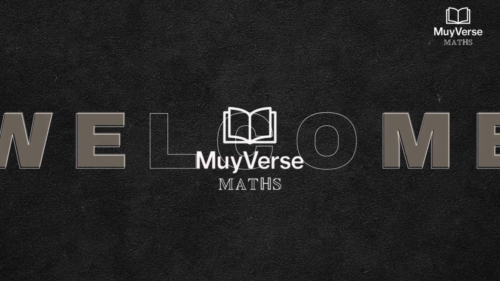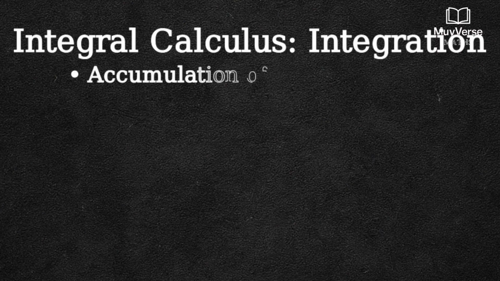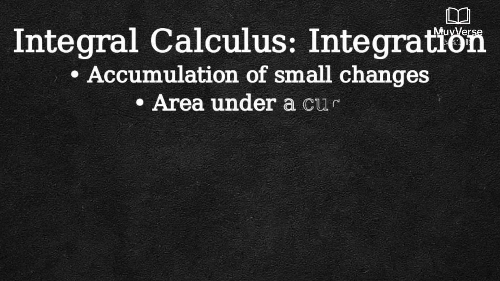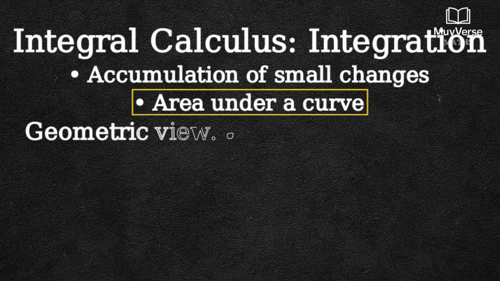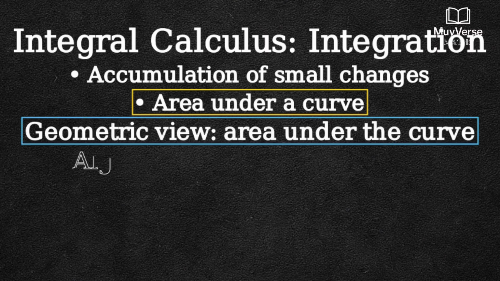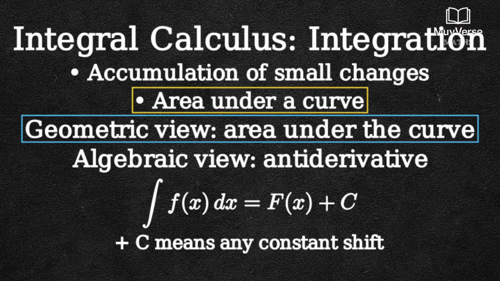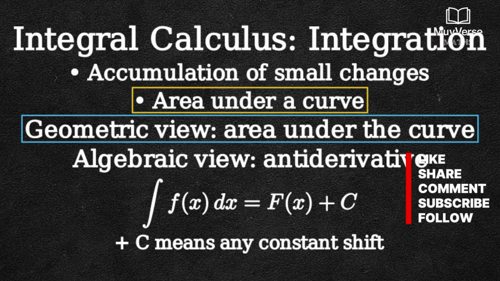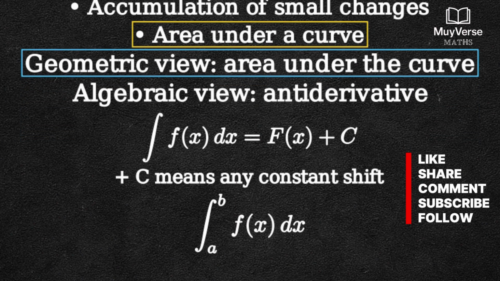Welcome to Integral Calculus. Integration answers two big questions: how much accumulates and how much area sits under a curve. There are two complementary viewpoints: geometric, area under the curve; algebraic, antiderivative, when f prime of x equals f of x. An antiderivative F gives the indefinite integral as F of x plus C. A definite integral captures net area and total accumulation. We write the integral from a to b of f of x dx.